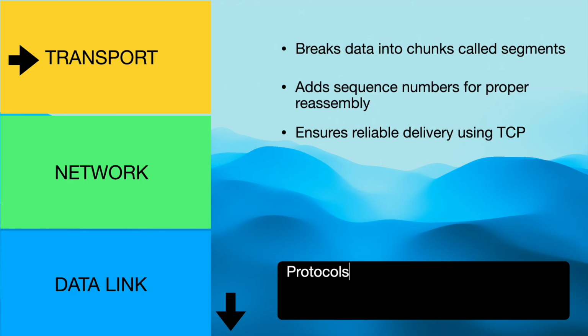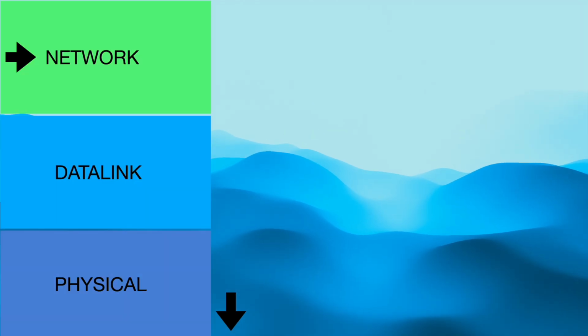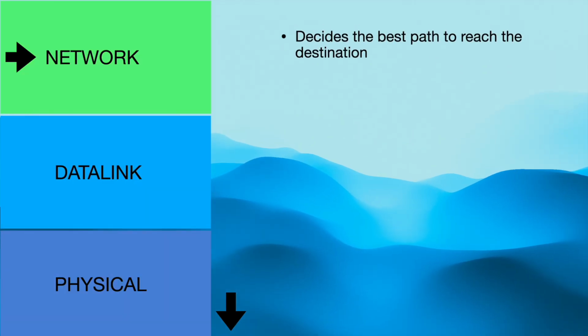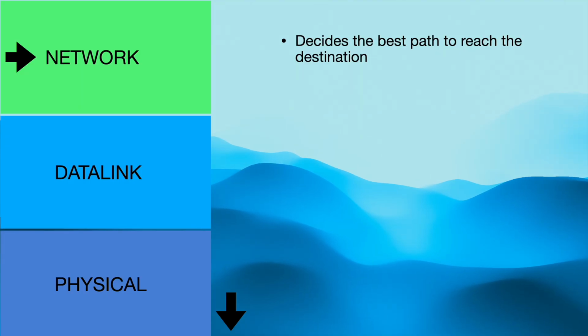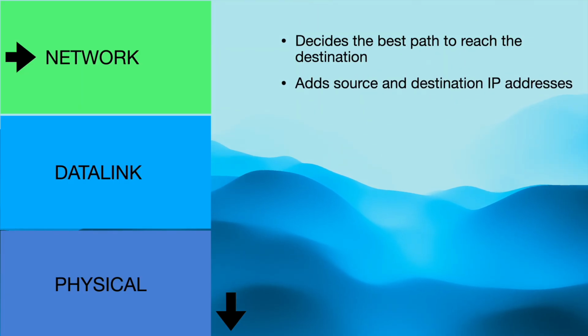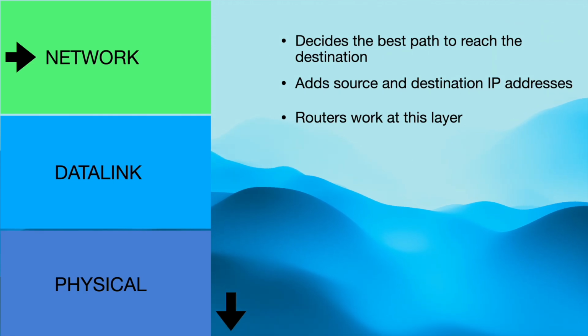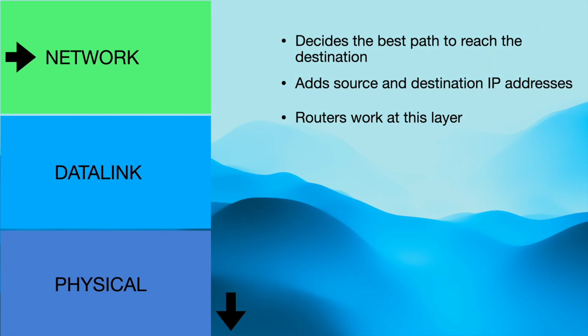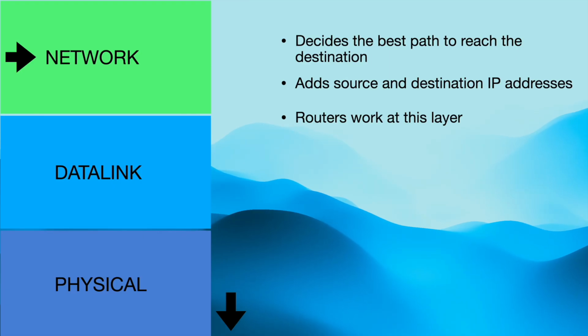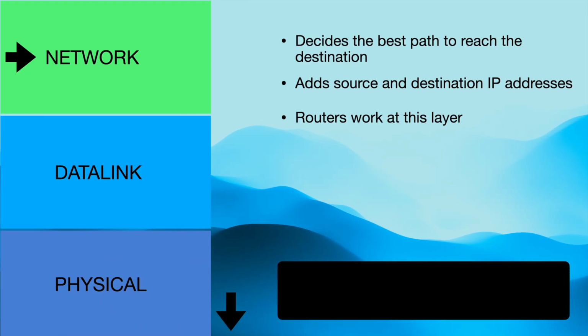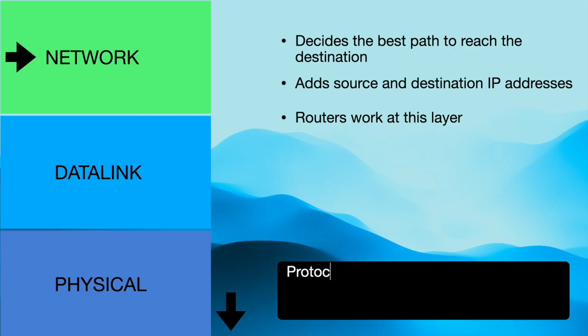And then, those segments get passed down into the network layer. And each of those segments gets an IP address, both source and destination. This is where routing happens, and where we figure out how to reach the destination device, even if it's on the other side of the world. This layer uses the IP protocol to help move your data from one network to another.